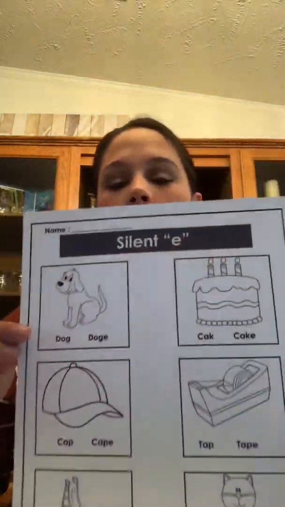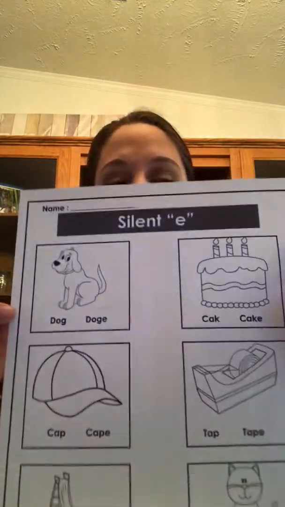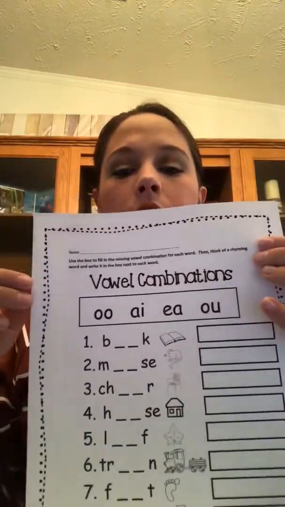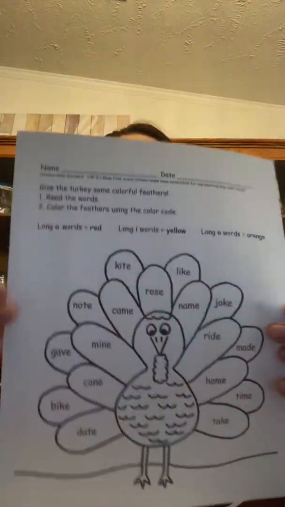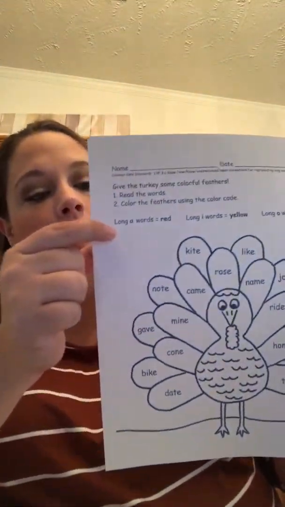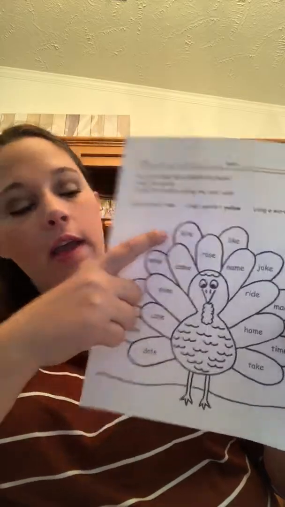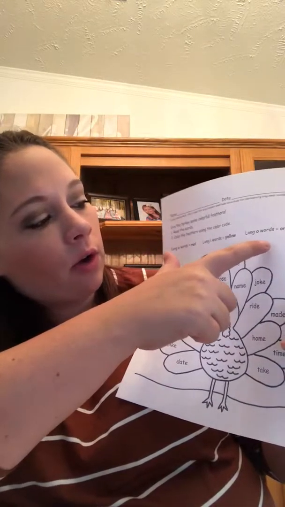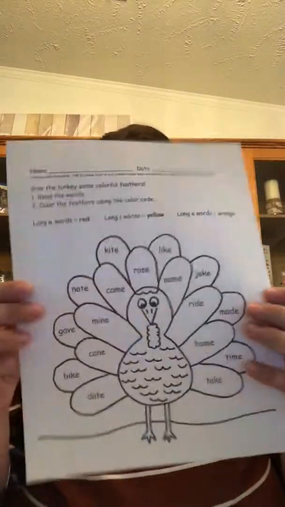For homework, I have two short activities for them to do at home. This one is the silent E activity. They're just going to circle the word that is correctly spelled for the picture. And then this one, they're going to fill in the correct vowel combinations. So that would be their homework. And then for early finishers, I found this cute little color sheet. It tells them to color long A words a certain color, long I words a certain color, long O words, and so on. So that would be for the early finishers.